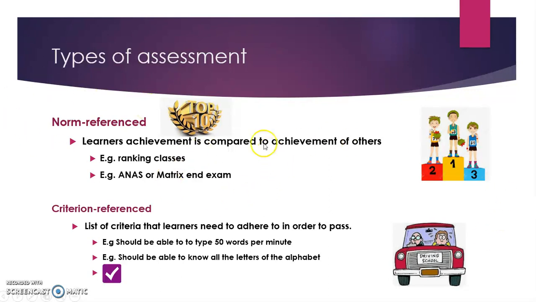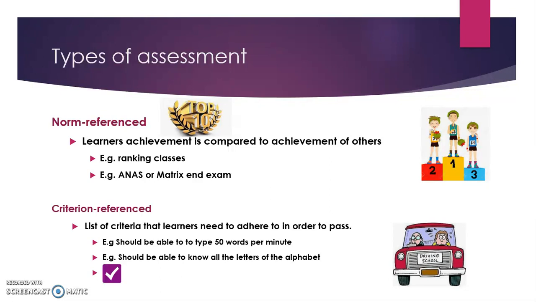In norm referencing, it's a bit more vague. It means the pass rate is, for instance, 50%, but it doesn't tell you what 50% of the knowledge you should have. Whereas with criterion reference, it's much more clear what specific knowledge you do need to have, or skills or values that you need to have in order for you to pass.